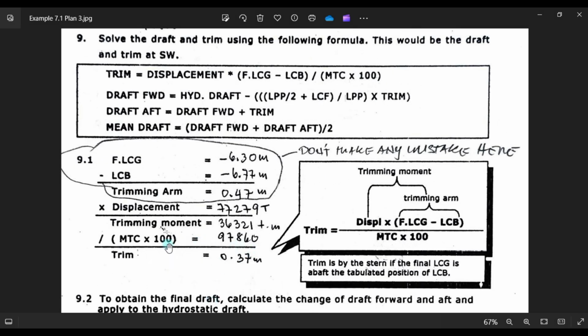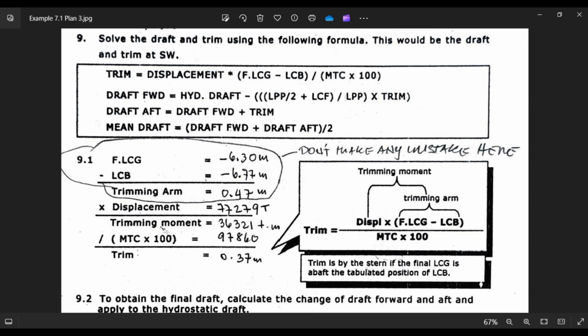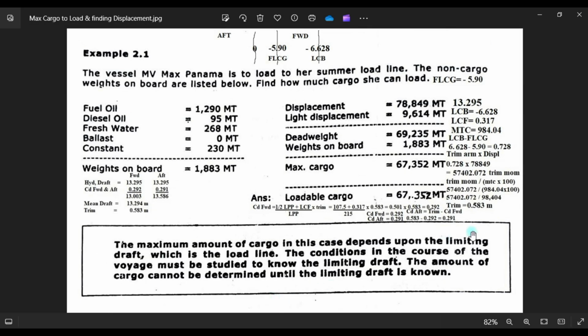So trimming moment divided by MTC times 100, then you will have the value of the trim, which is this one. So your trim will be 0.583. Okay?